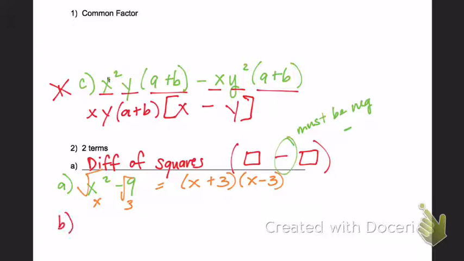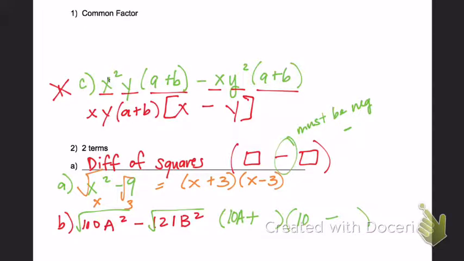So here's another example. What if I had 100a squared minus 121b squared? Would this still be a difference of two squares? Yes, it is. I would just need to take the square root of the first term, second term. So I'm going to set up my two parentheses. I'm going to put a plus and a minus. Now, what is the square root of the first term? 10a. Put 10a here. What's the square root of the second term? 11b.